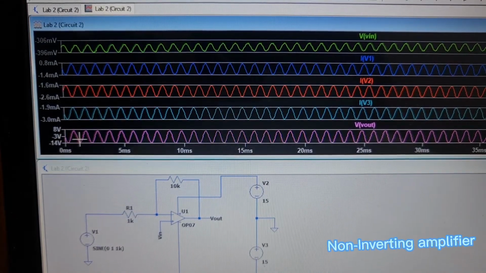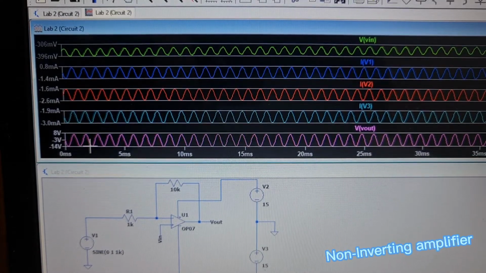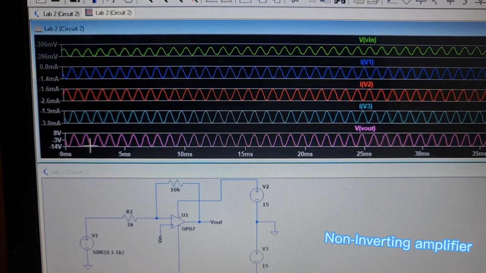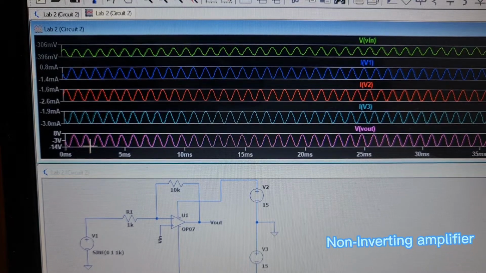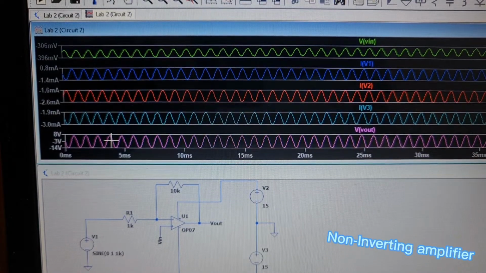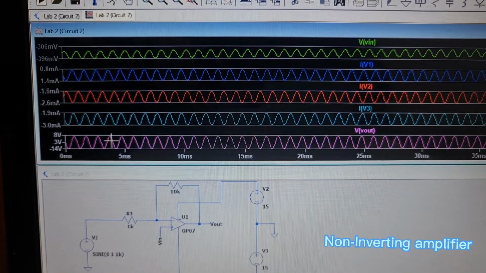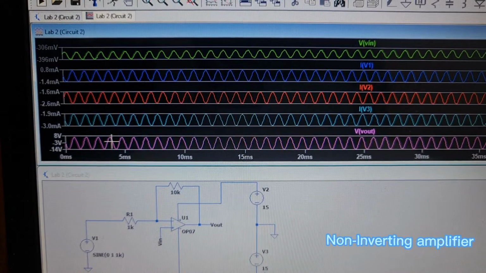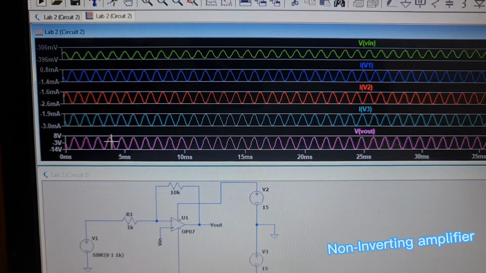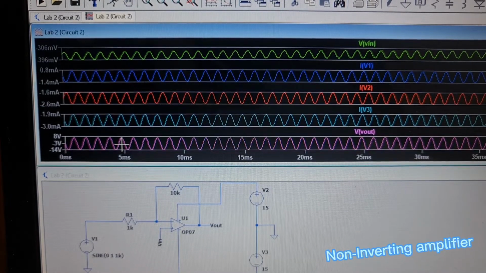As for this waveform, which is the non-inverting amplifier, the input Vin and output Vout voltages are in phase with each other, so their phase difference is 0 degrees or 360 degrees. The positive sign specifies that there is no phase shift between the input and output. The voltage gain is dependent on two resistances, which are R1 and RF.